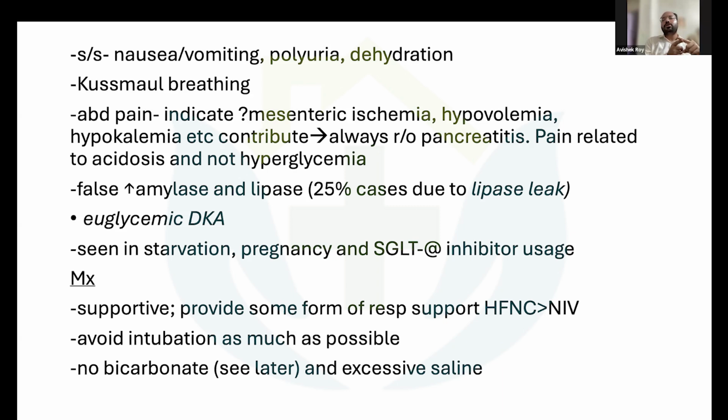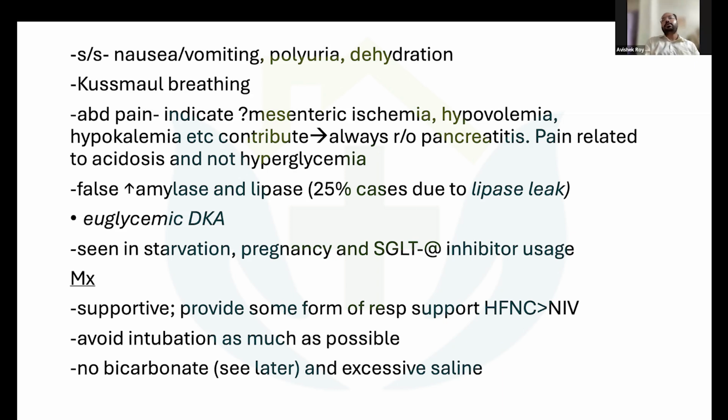NIV can cause claustrophobia. It can cause gastric distension. DKA patients have a predilection for vomiting because of the acidosis and ketonemia. And we have to also remember that many diabetic patients have diabetic gastroparesis, so they can have decreased prokinetic movements. They can have vomiting. So avoid NIV. Give high flow nasal cannula, keep the flow around 50 to 60 liters.